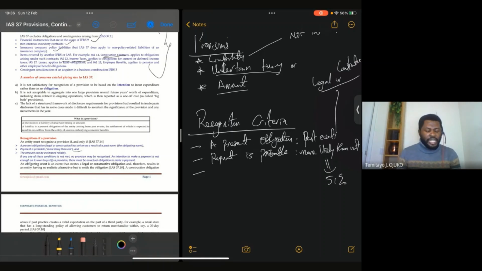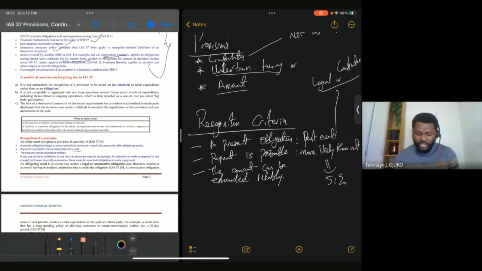Now, the next one, which is the last one, is the amount must be estimated reliably. The amount can be estimated reliably. What does that mean? It means that to a large extent, you can determine what the amount or what the value of this obligation is.